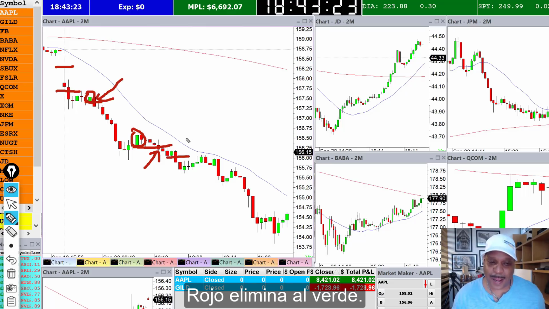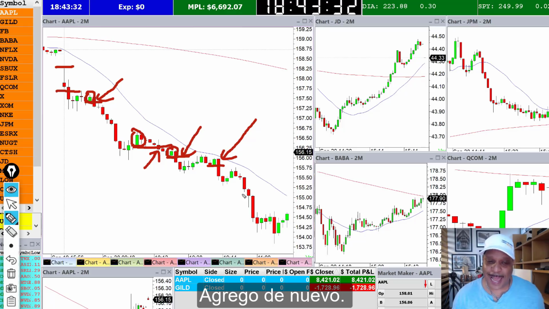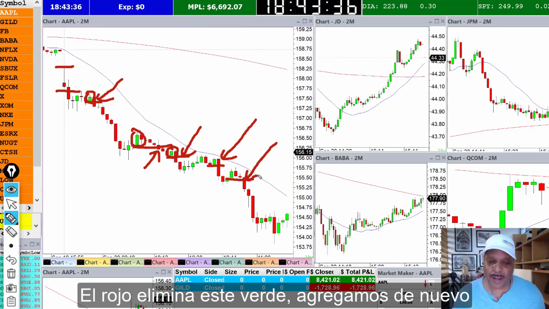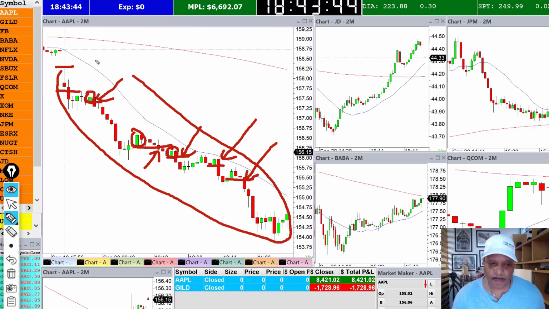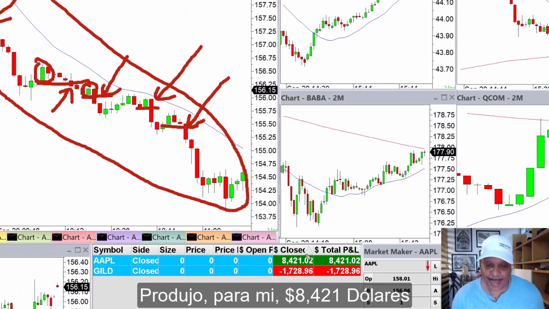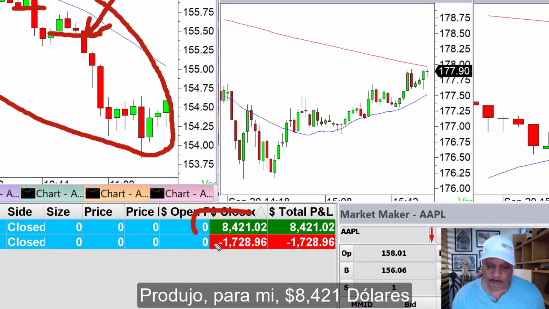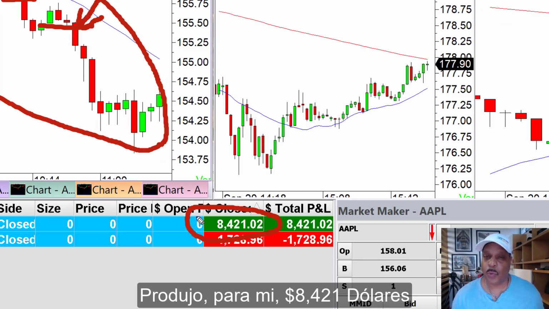Red takes away this green. We add again. Red takes away this green. We add again. Red takes away this green. We add again. And this entire move produced for me $8,421.